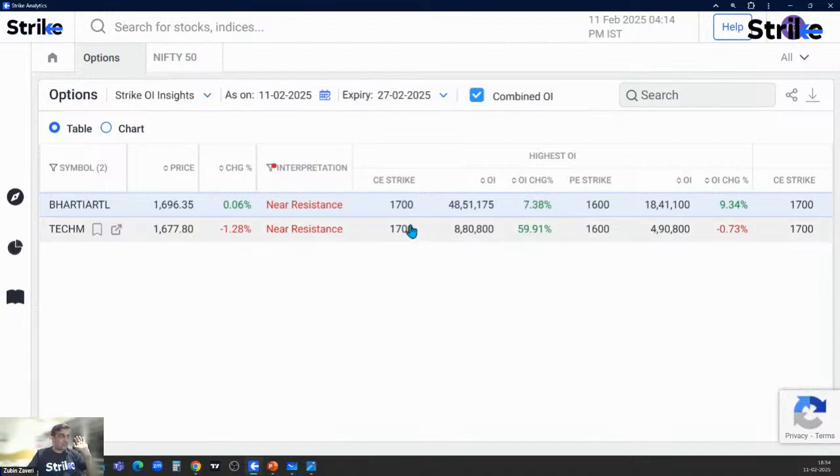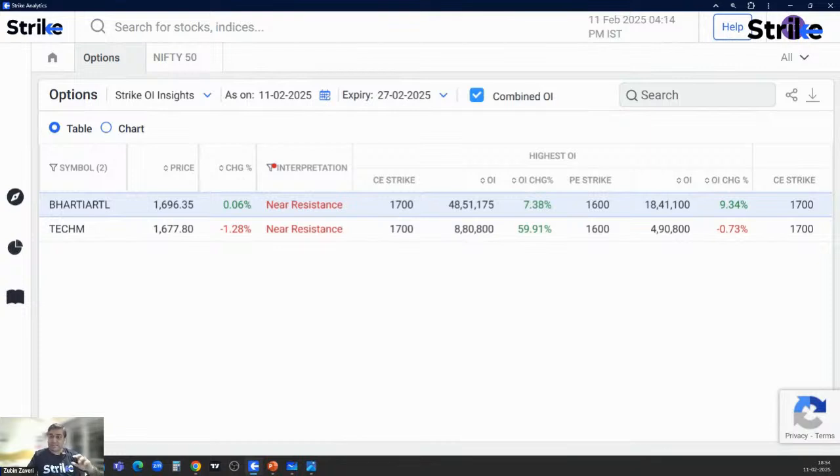Yes. So over here, there is the highest OI on a particular strike, that is 1700, and prices are just within 1.5% below 1700, meaning that stock is near the resistance. Am I clear? Yes. So now, I'll answer all your questions in a while. First, understand the concept, my friends.